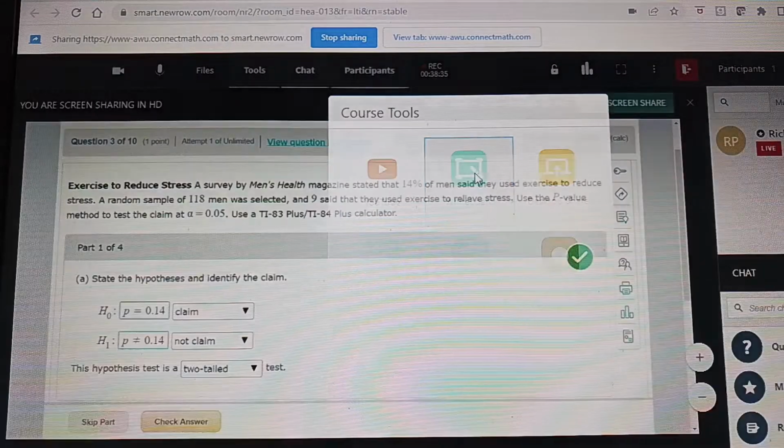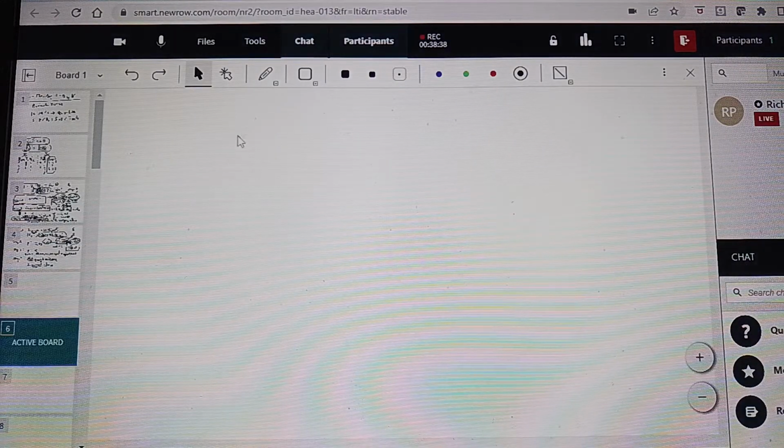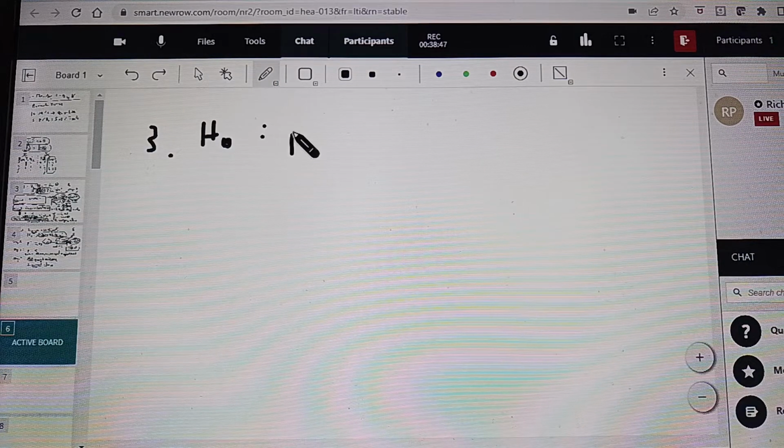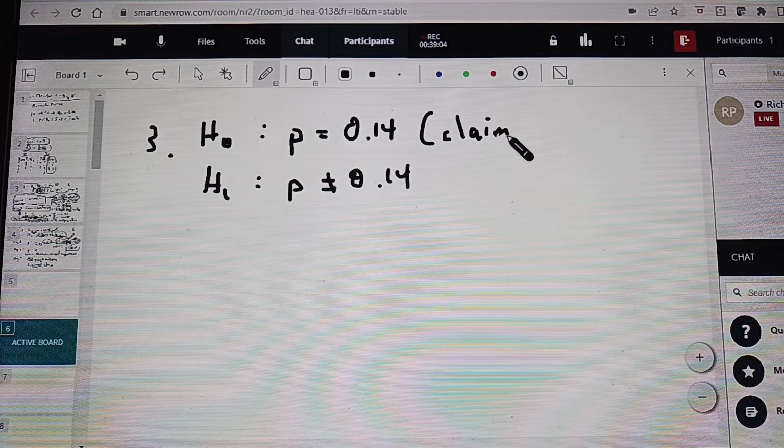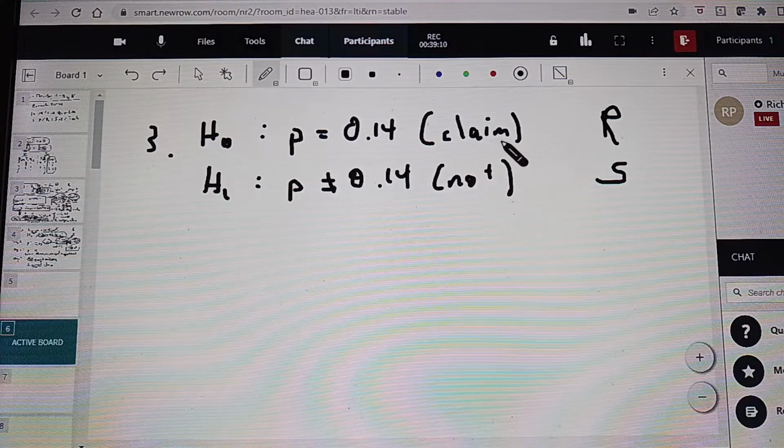So number 3, it should be real obvious when you've switched to proportions. There's no standard deviation. There's no average. So number 3, P equals 14%. Make sure you change that to a decimal, 0.14. And then the alternative is P is not equal to 0.14. And this one's the claim for the first time today, and for a rare time for Connect Math. So RS alphabetically, we're going to try to reject the claim since it's in the null this time. That's going to be the end of step 4 no matter what.